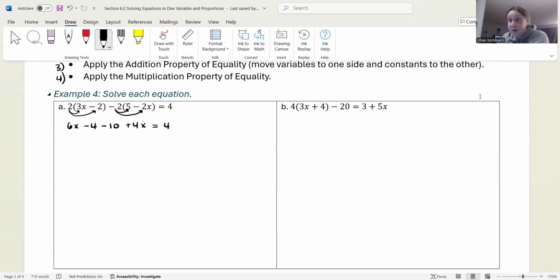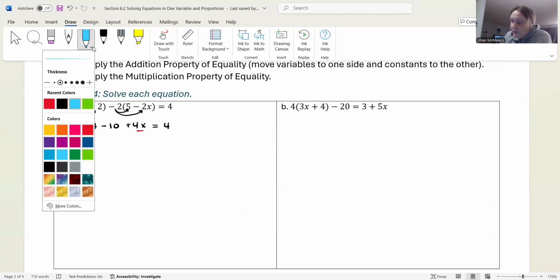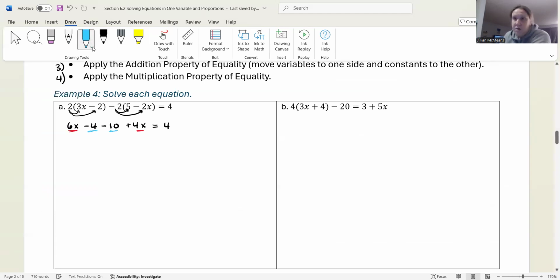Okay. Now at this point, we want to combine like terms. So notice I have x terms, and then I also have, let's change colors, I also have just constant terms. So we want to simplify the left so that we have one variable term and one constant term. So let's look at the variable terms first. I have 6x plus 4x. 6 plus 4 is 10, so that's going to give me 10x. And then for the constant terms, I have negative 4 minus 10. Negative 4 minus 10 is negative 14. So I get 10x minus 14 equals 4.